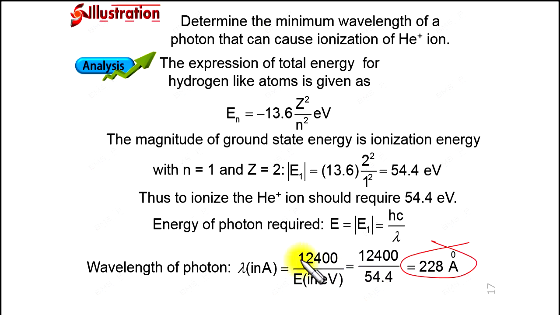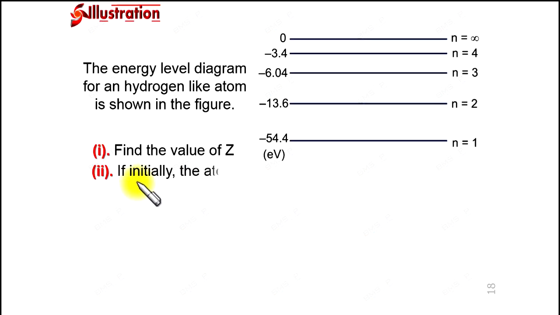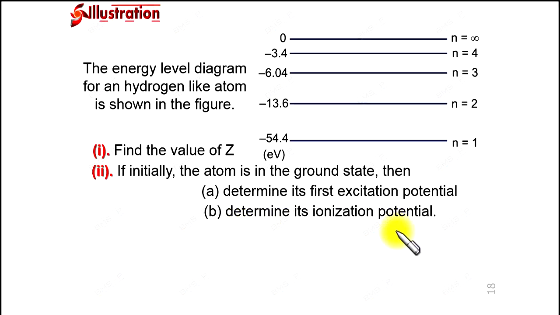Now let us move to the next problem. In the next problem, you can observe there is an energy level diagram for a hydrogen-like atom. For the ground state, that is n equal to 1, energy is 54.4 with a negative sign, and unit is electron volt, and n equal to 2, it is minus 13.6, and so on. In the first part of the question, it is asked to find the value of Z, that is the atomic number. In the second question, if initially the atom is at ground state, then in part A determine the excitation potential, and in part B determine the ionization potential.